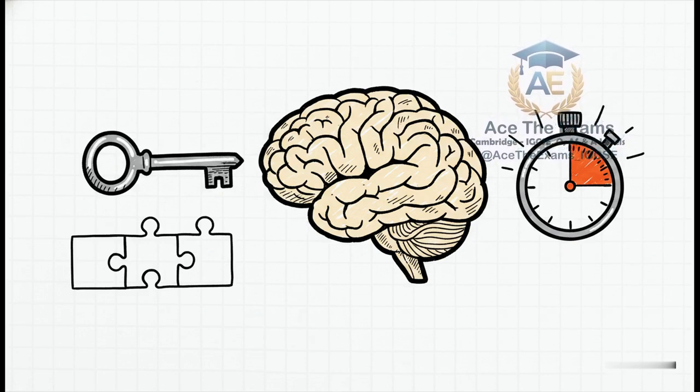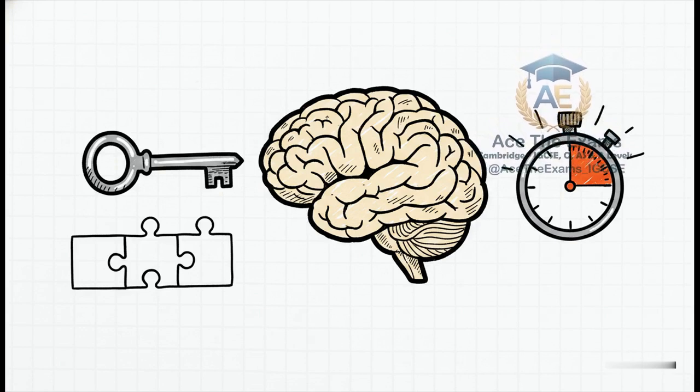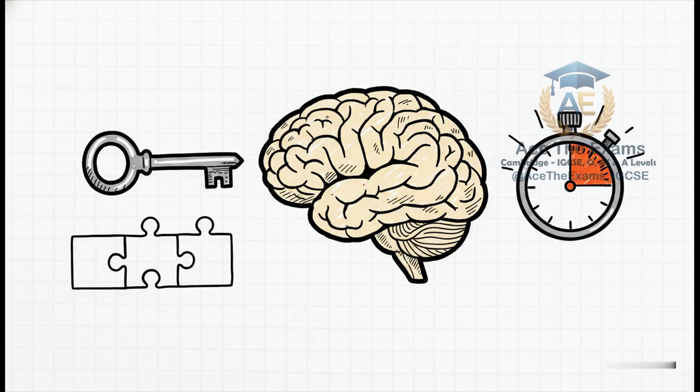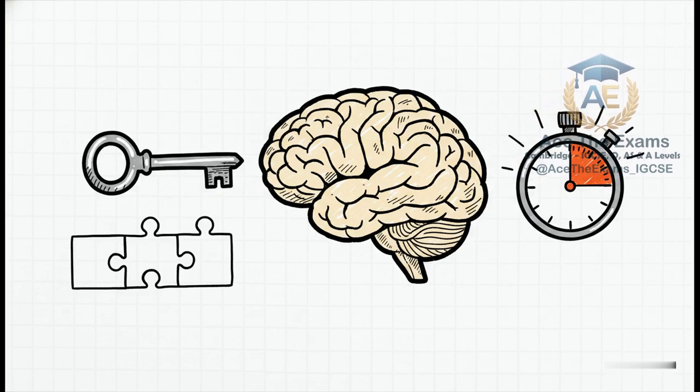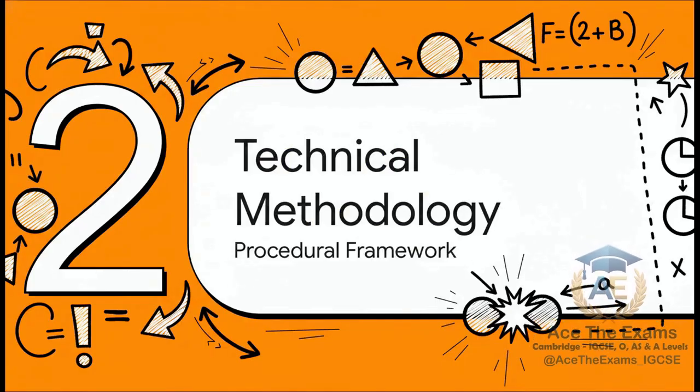It drastically reduces your cognitive load. You aren't wasting precious seconds trying to remember the formula. It's just an instant automated reflex. That way, you allocate your mental RAM entirely to calculating the complex math, keeping your marks per minute budget perfectly optimized. Section 2. The Technical Methodology.